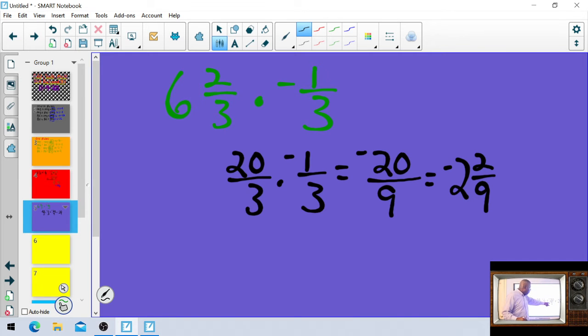You can have an improper fraction as long as you reduce to the lowest terms, you got to simplify it. You can keep it negative 20 over 9, or you can change it to a mixed number, negative 2 and 2 ninths. You still follow the rules. It doesn't matter if you got a decimal or a fraction or a whole number. You follow the rules for multiplying, adding, subtracting, and dividing integers.